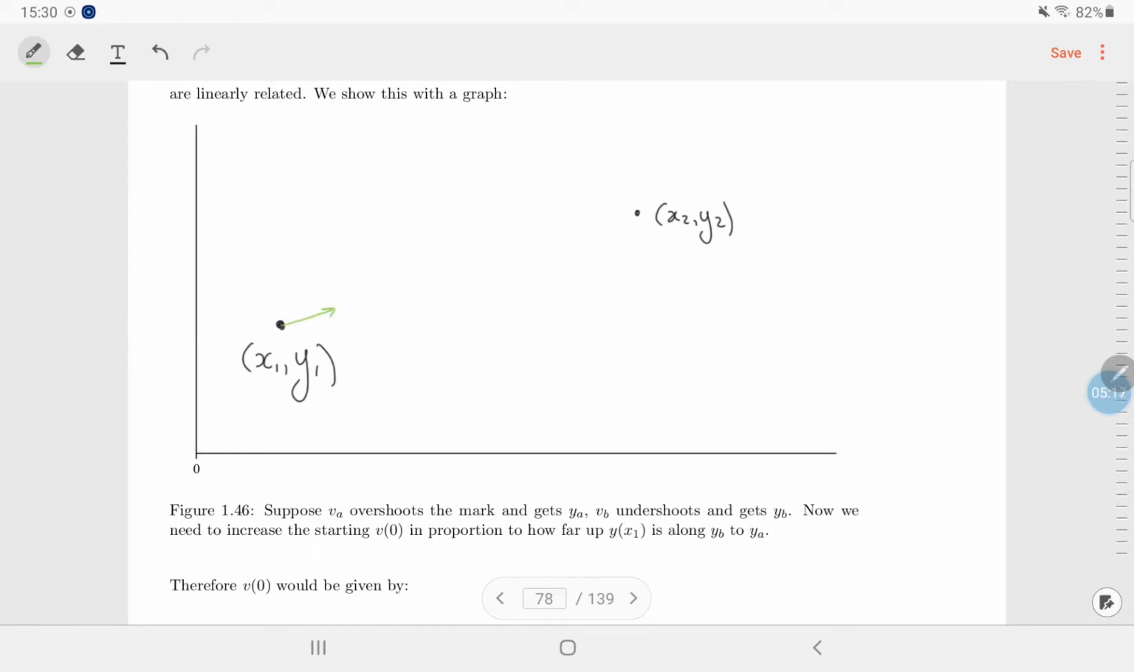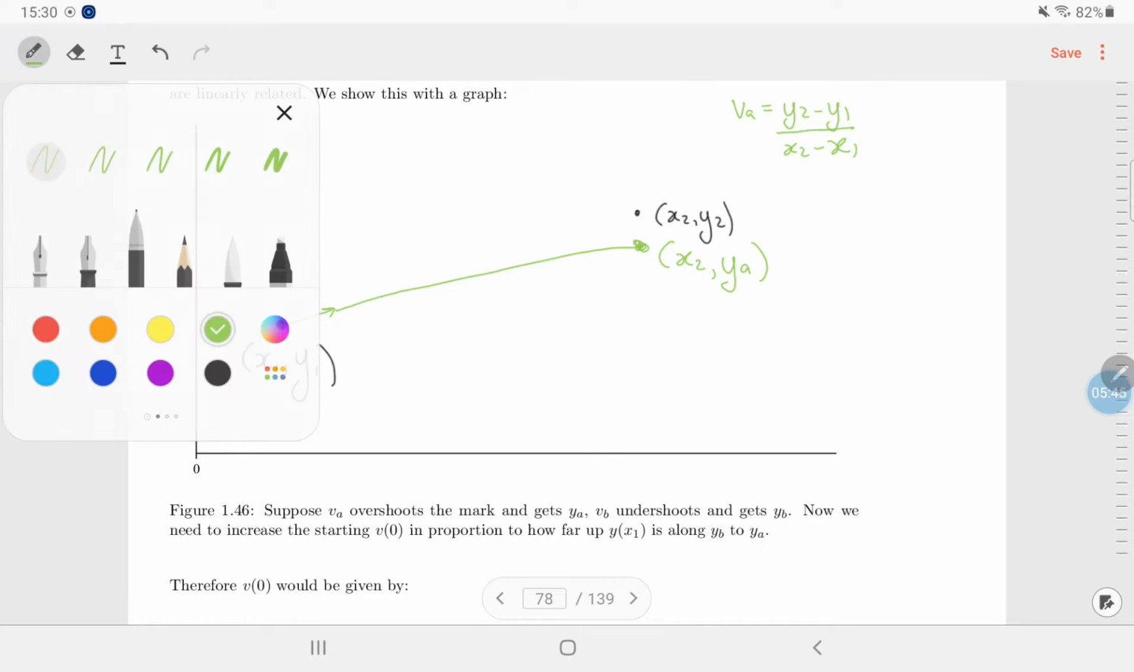Okay, now it's easy enough for you to find what it means to shoot straight at it, because it'll just be rise over run, y2 minus y1 over x2 minus x1. And suppose that if you start with that initial slope, you get this point here. So this will be x2, yA. That's your first shot, and it's an undershot.